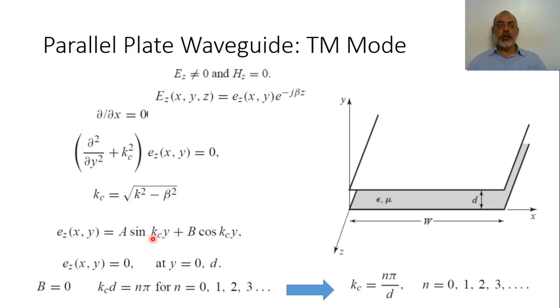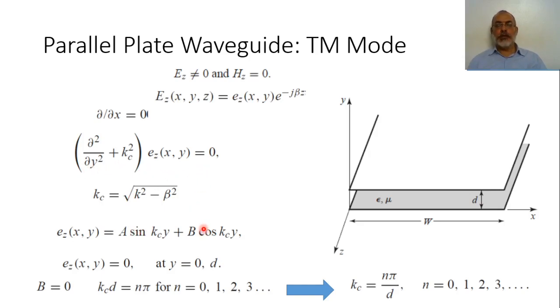Let us check. If we take the first derivative here, it would be kc multiplied by cosine kcy. And the second derivative would be minus kc squared sine kcy. So we have the second derivative with respect to y of this function plus kc squared times this function. This summation would be 0.